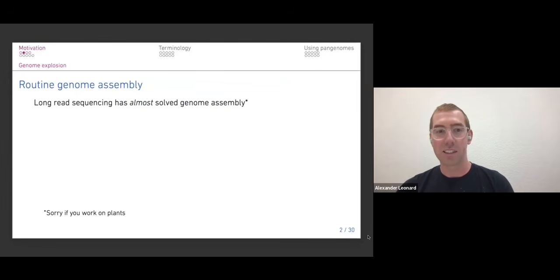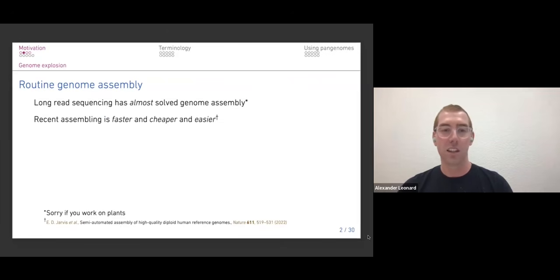Of course, as we talk about genome assembly, this has gotten much easier in the era of long-read sequencing, particularly in the era of accurate long-read sequencing. Certainly for cattle, this is a done problem. I believe many of our colleagues in plants do not have it quite as easy yet. And of course, assembly is getting better and better every day.